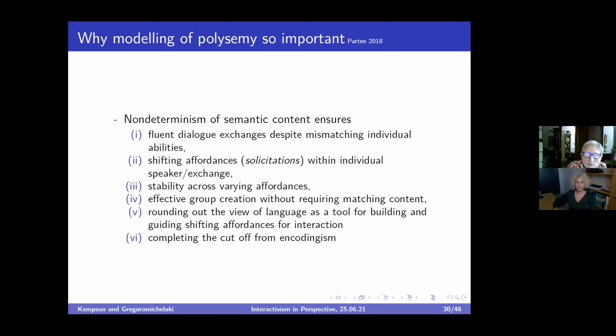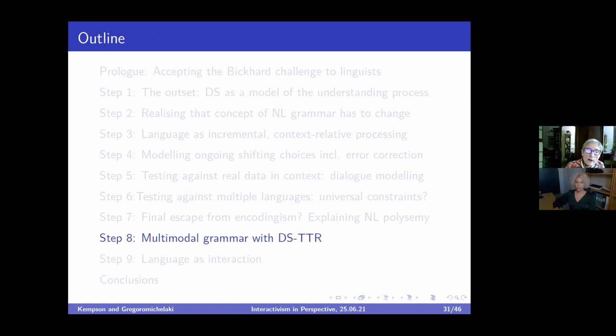Having non-determinism of content allows us to shift affordances within individual speakers or individual exchanges. It gives, through the word, stability across such varying affordances, and that in its turn allows for effective group creation without requiring fixed content. And that rounds out the view of language as a tool for building and guiding shifting affordances for interaction. And that takes us a very long way along the route away from encodingism. And now I hand over to Eleni, who's going to give us a multimodal variant of this grammar.